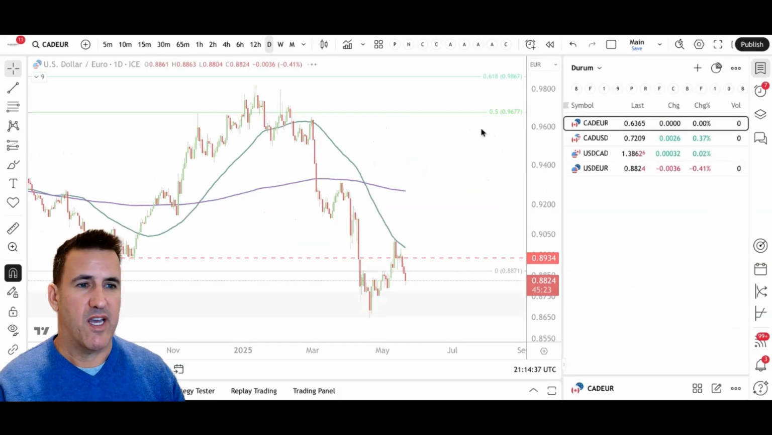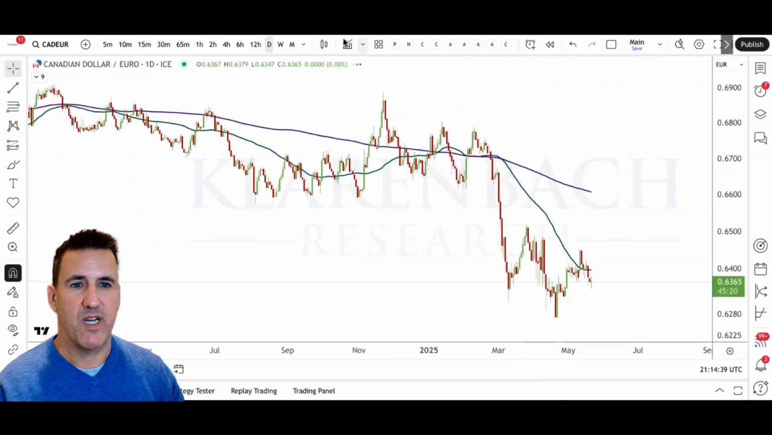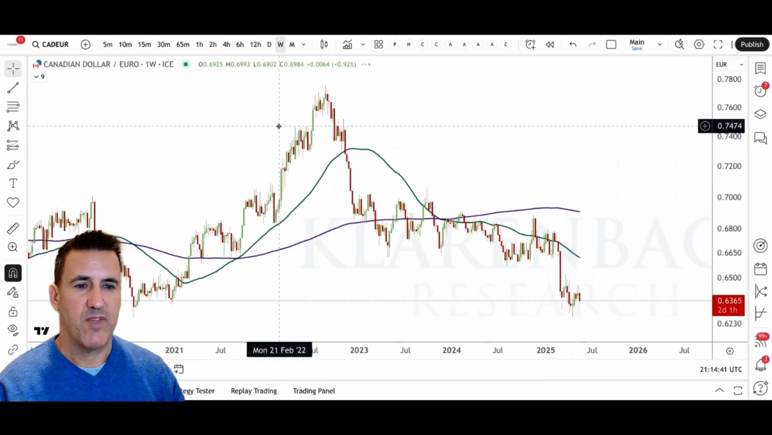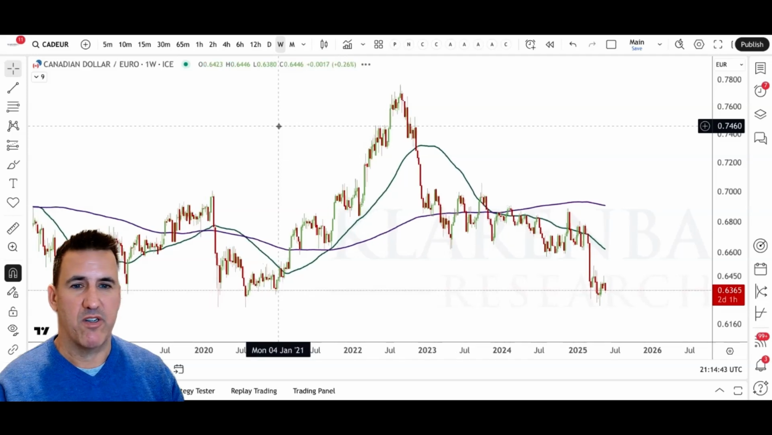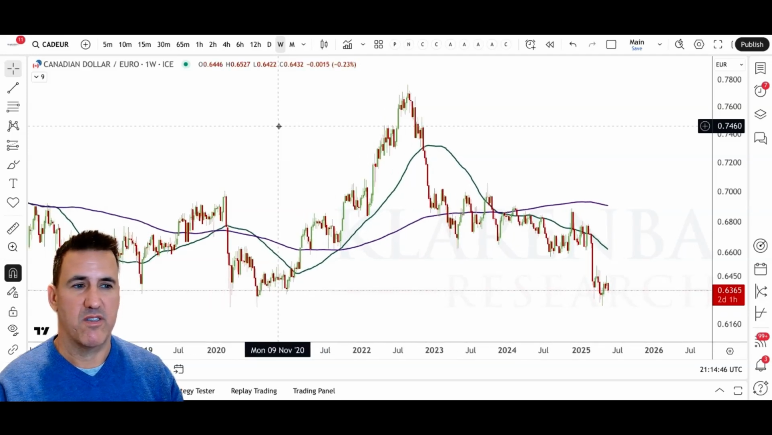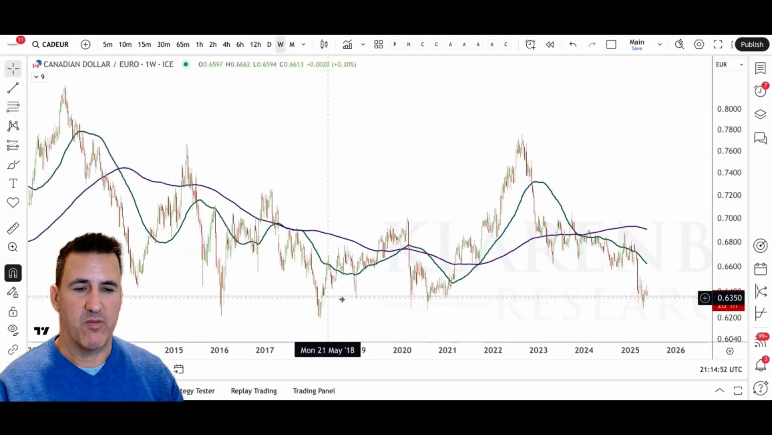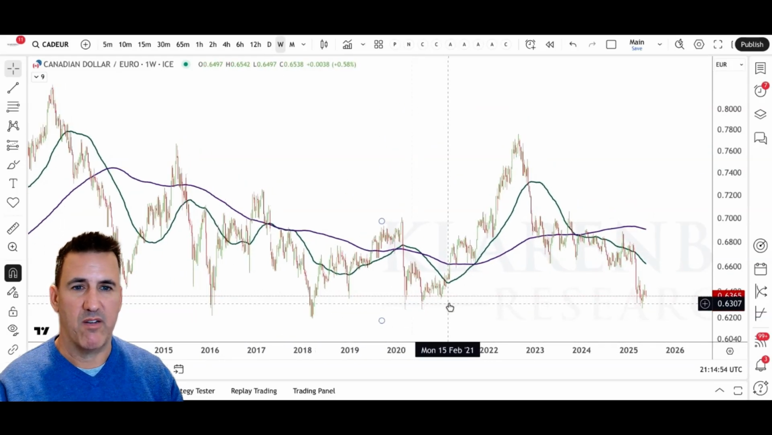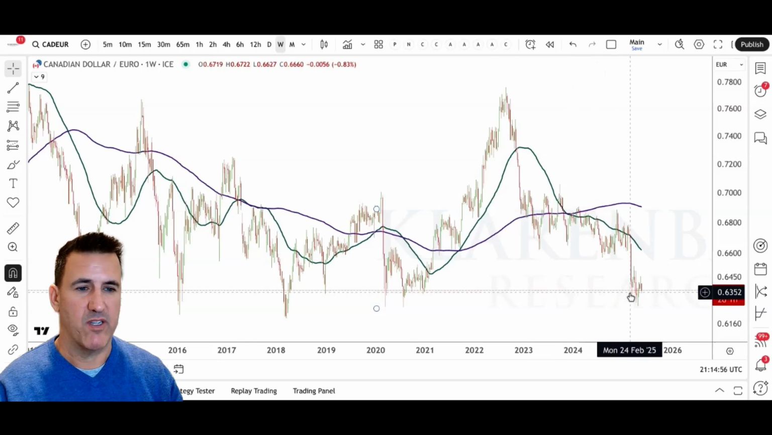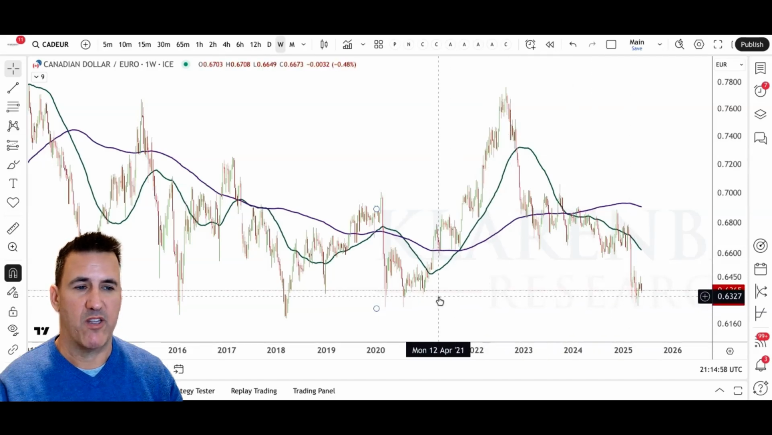Let's take a look at CAD Euro. Again, let's go back to the weekly chart here. Is this a bullish or bearish chart also? The Canadian dollar is weakening relative to the euro. But we are finding support here at this previous support level. And we did talk about that. Remember, a couple of weeks ago we identified we could find some support here. We're finding that at the moment.